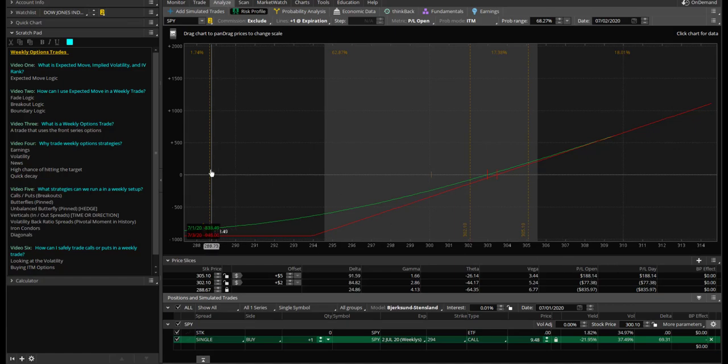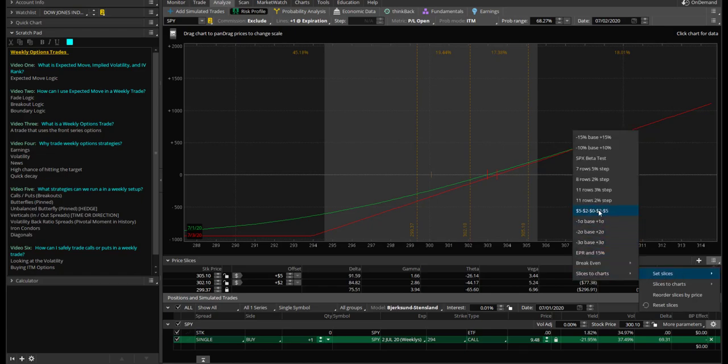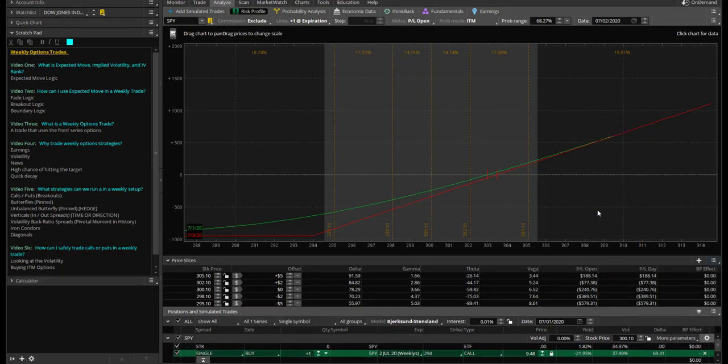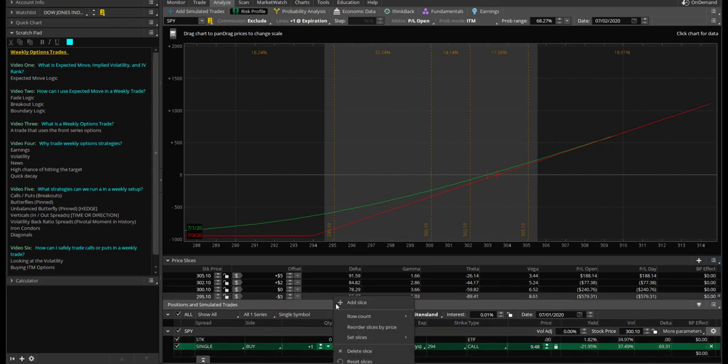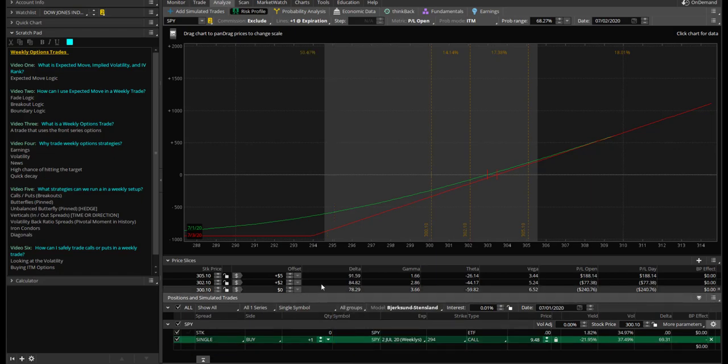So I accidentally moved one of those gold lines. That gold line that I moved was the current price, so I need to reset my slices. I'm going to use $2 and $5. Now I don't need the negative side. We're not looking negative, so I'm just going to delete the negative slices out. And what we have left is the current price, which is showing the zero here.